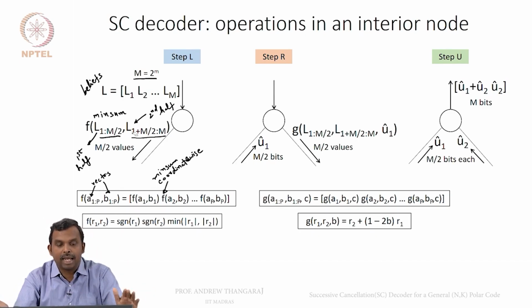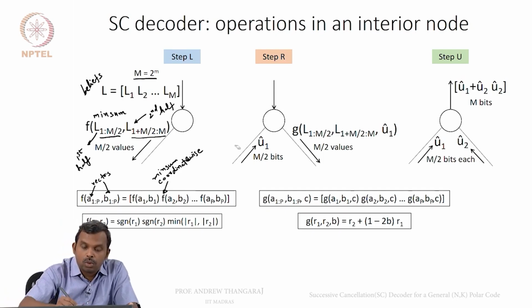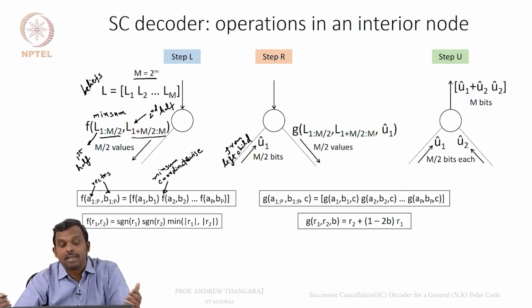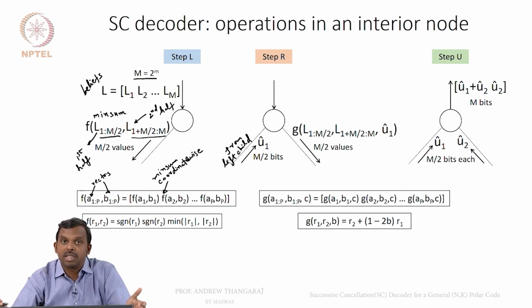Now the next time this node comes into operation, it will receive something from the left child. I have not shown that node here, but there is a node there which sends m by 2 bits. When the left child is done finishing all the processing, it will send the bits back to its parent, and that is the step here. Once that happens, the same node gets activated once again. So it has to do the next step, which is step R.